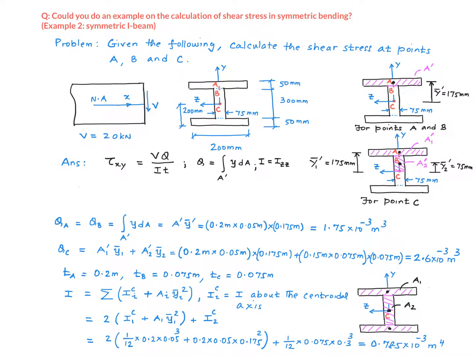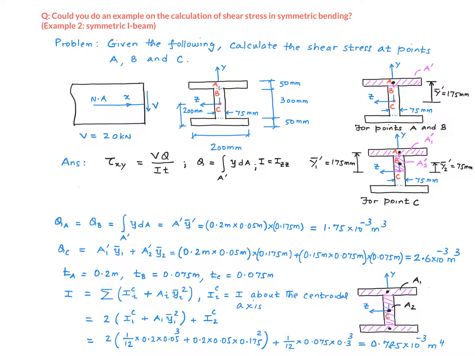And so in this case, I'm going to break it like shown in this picture here. This is my area number 1. This is my area number 2, basically the area of the web. And then the bottom flange is area number 3. But we recognize that area number 1 and area number 3 are identical, and therefore all I have to do is multiply the second moment of inertia of A1 by 2 in order to account for this bottom flange.